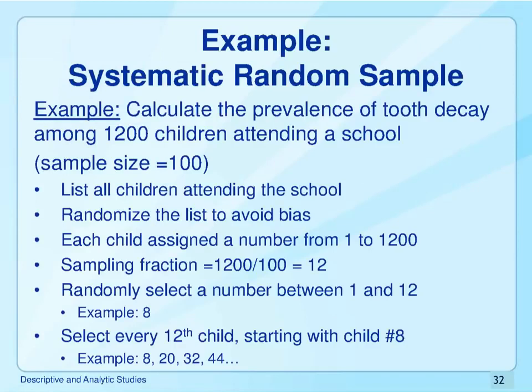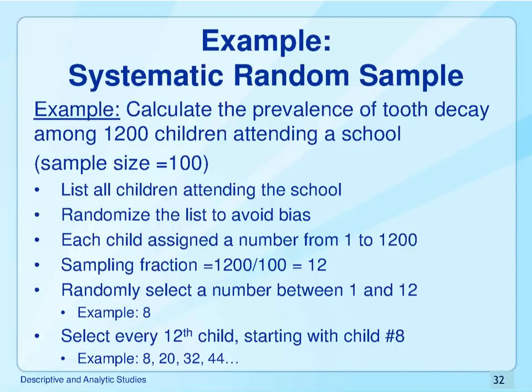Let's give one more example here, okay? So here's one more example of how to use a systematic random sample. So we want to calculate the prevalence of tooth decay among 1,200 children attending a school, and we've determined we have a sample size of 100. So what do we do? We list all the children attending the school, and we can actually randomize the list. We would probably take it out of alphabetical order to avoid bias, okay?